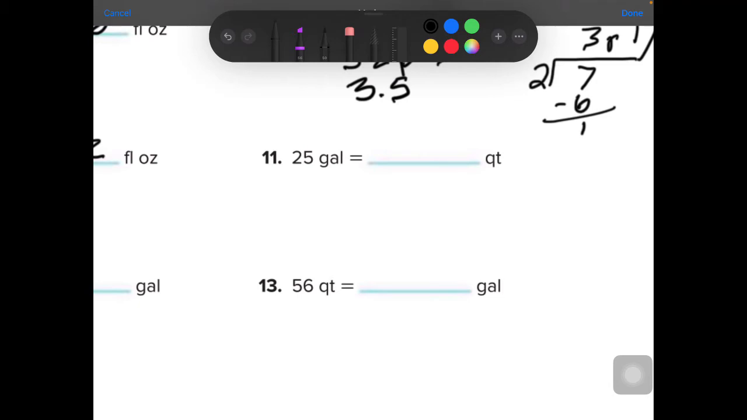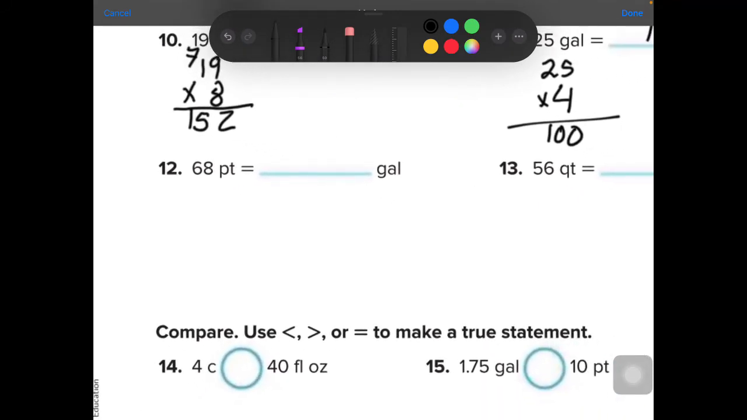Okay, number 11, we have 25 gallons equals how many quarts? So there are 4 quarts in each gallon, and we have 25. So we can multiply. And you can probably look at that and say, well, 4 times 25 is 100, right? So then we have 100 quarts.